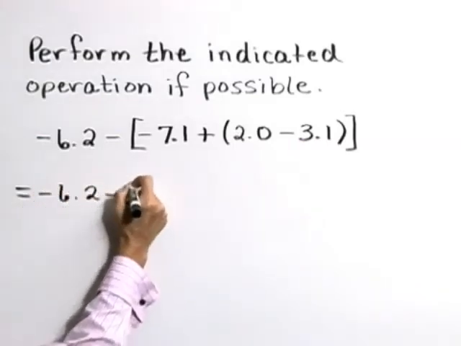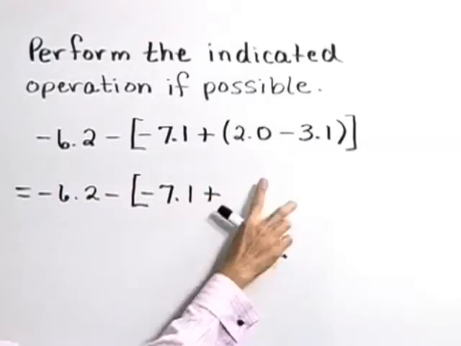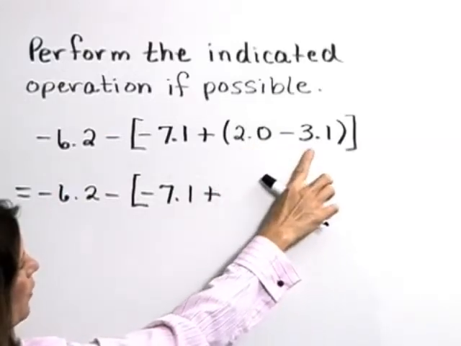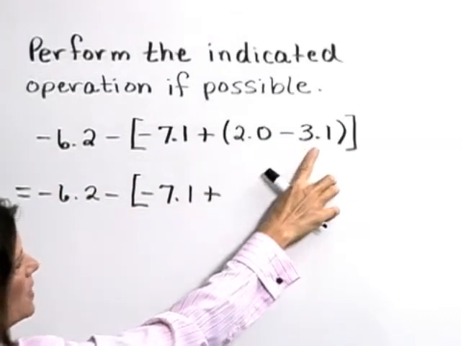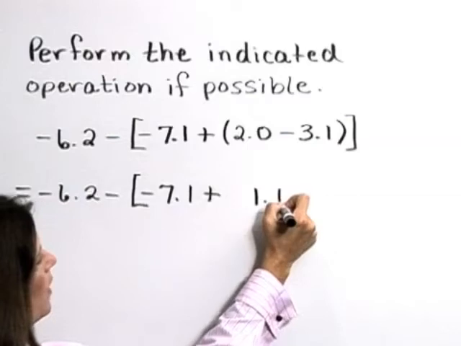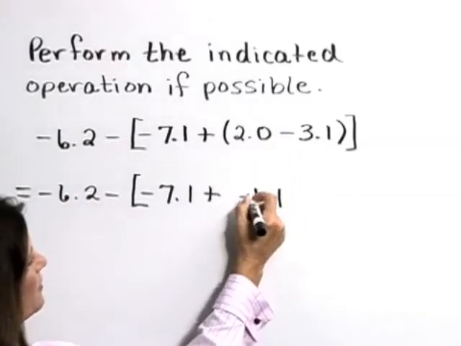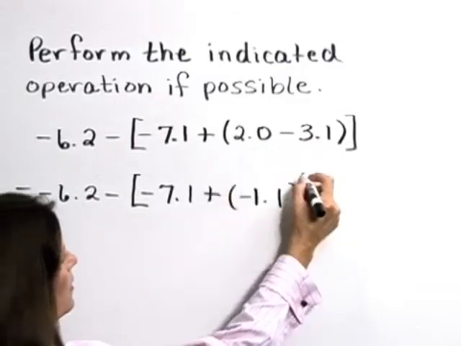Rewrite each step of the statement to try to prevent making any mistakes. 2.0 minus 3.1, you might think of that as plus a negative. The difference between those numbers is 1.1, but that difference is going to be negative because the negative 3.1 carries more weight with it.